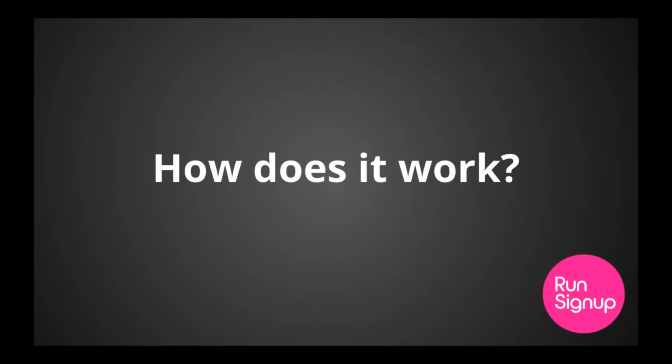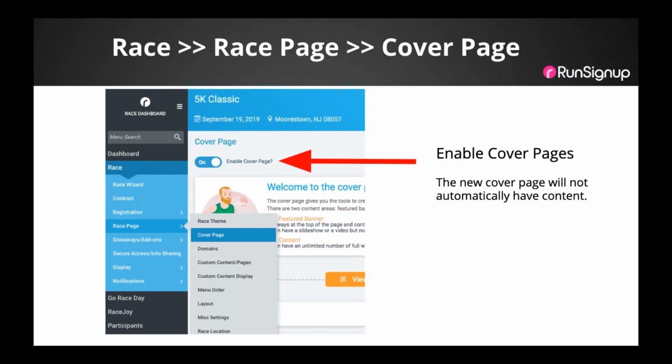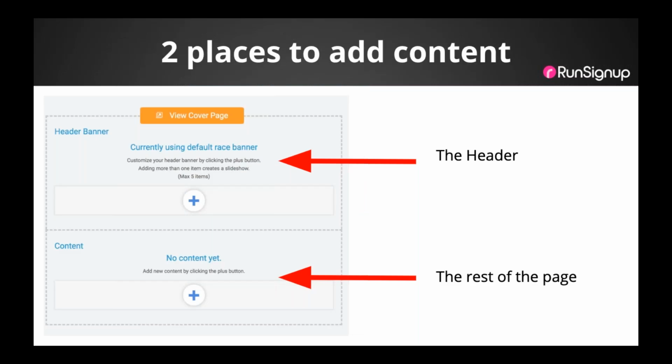So now you're wondering, how does it work? Just a reminder, if you are logged into RunSignUp, go ahead and click on, in the admin dashboard of your race, race page, and then cover pages, and you can click the button to enable it. So here you can see what I was talking about. We've clicked on race page, cover page, click enable. So boom, now we've enabled it. Great. So what can we do next?